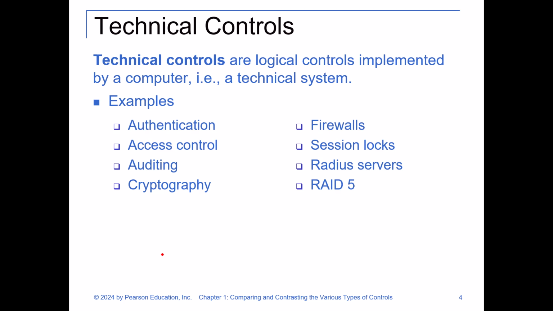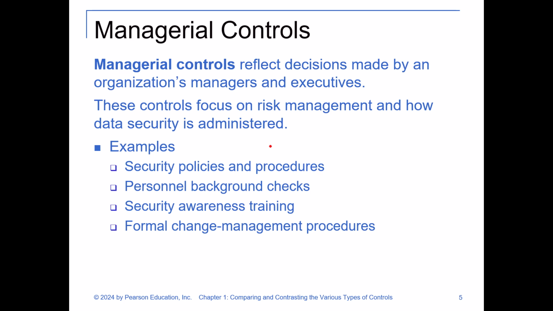Technical controls: authentication, auditing, cryptography, it's anything that is implemented on the technical systems. RAID, session locking, firewalls, things like that. But all of that has to be off of the managerial controls, and they're going to reflect the decisions made by the managers and the executives. Again, this is going to be the paper type policies, the ones in the handbook.